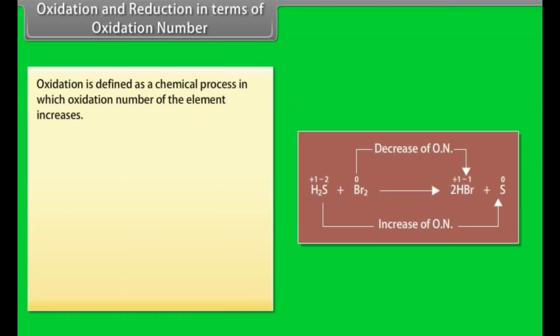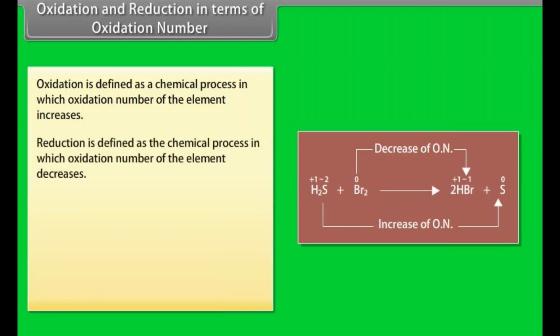Oxidation and reduction in terms of oxidation number. Oxidation is defined as a chemical process in which the oxidation number of an element increases. Reduction is defined as a chemical process in which the oxidation number of an element decreases. Consider the reaction between hydrogen sulfide and bromine to give hydrogen bromide and sulfur. The oxidation number of bromine decreases from 0 to -1, thus it is reduced. The oxidation number of S increases from -2 to 0, hence H2S is oxidized.